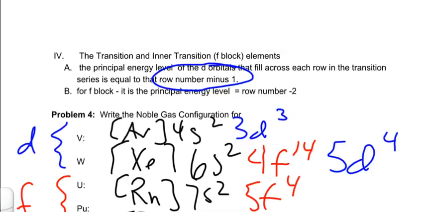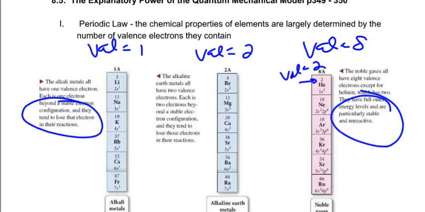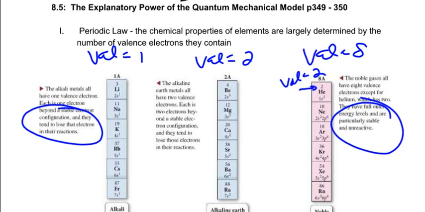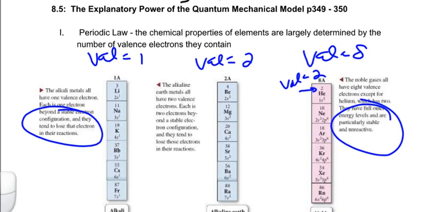Well, let's go back and take a look at section 8.5. What was 8.5 about? It was pretty quick, wasn't it? It was about the periodic law. And the periodic law says the chemical properties of elements are largely determined by the number of valence electrons they contain. Well, I could ask you another question.